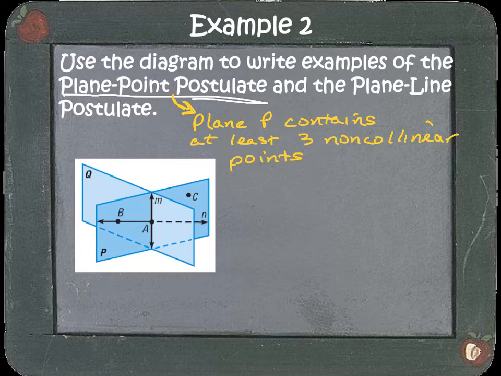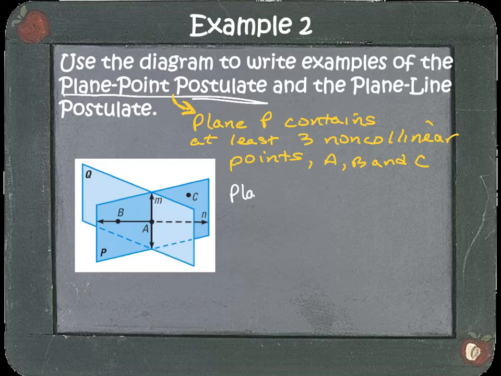And what the plane point postulate states is that a plane contains at least 3 non-collinear points. So in this picture here, I'm talking about plane P, and those 3 in this plane could be points A, B, and C. And then on yours where it says postulate 9, replace that with plane line postulate.